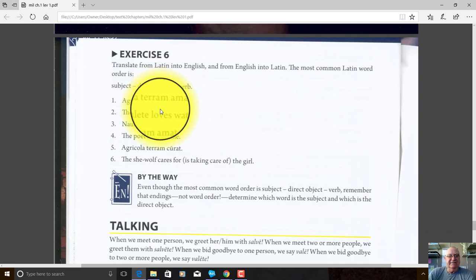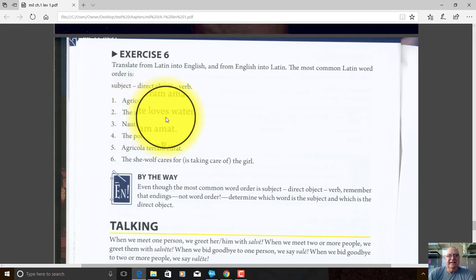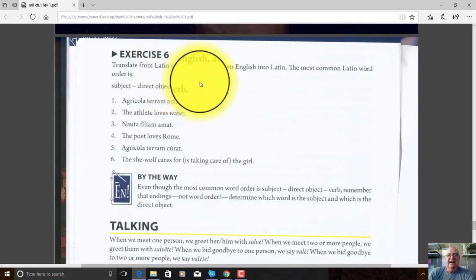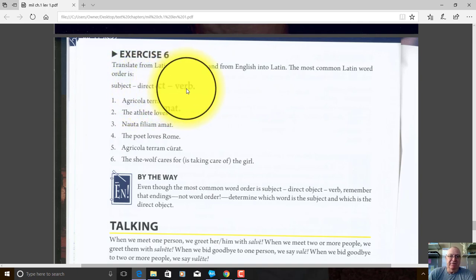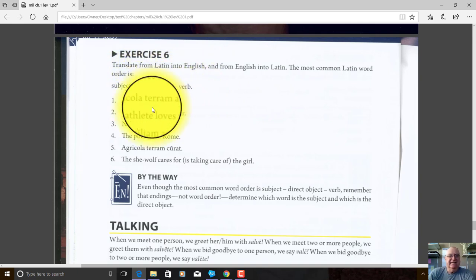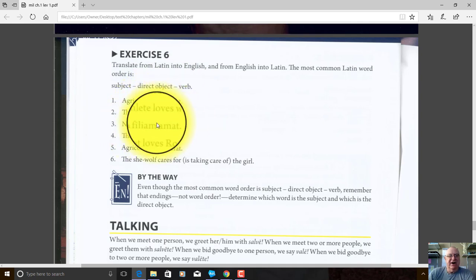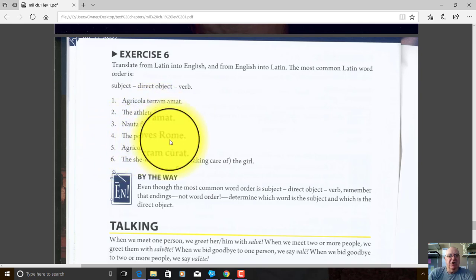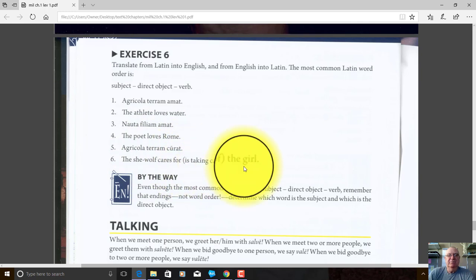And you translate these here. Okay, the farmer loves the land. The athlete loves the water. Okay, it says translate from Latin to English and from English to Latin. And you can use the subject, direct object, verb if you like. So the farmer loves the land. Athleta amat aquam. The sailor loves the daughter. Poeta amat Romam. The farmer takes care of the land. Lupa curat puellam. Okay, just 3 words.